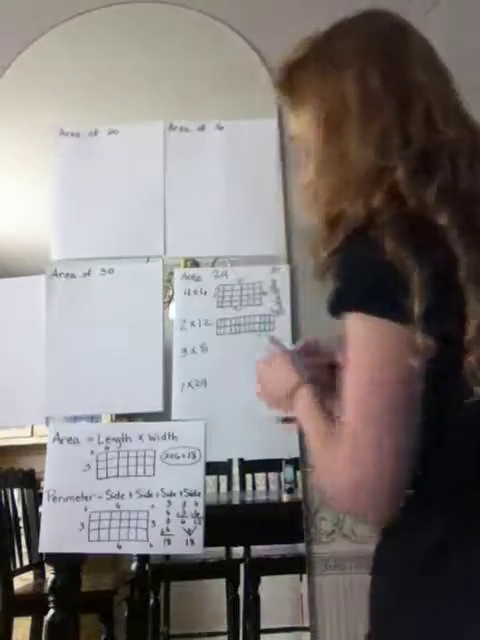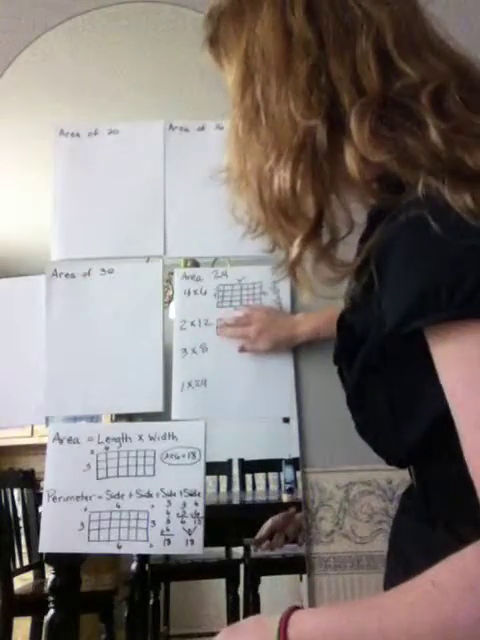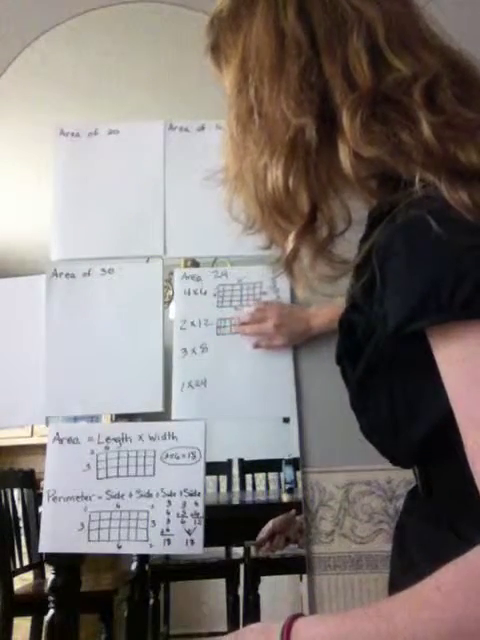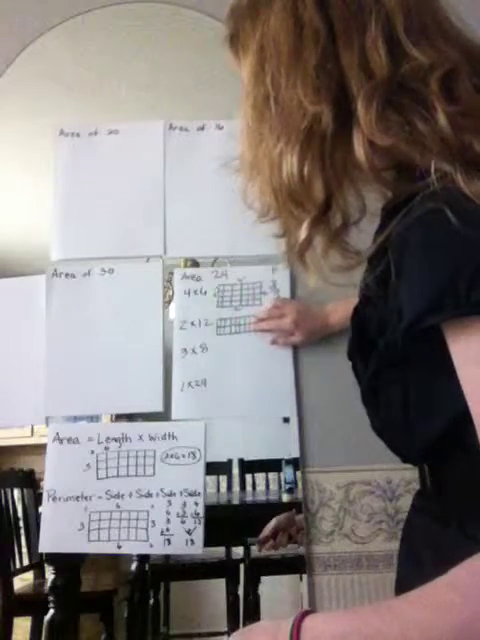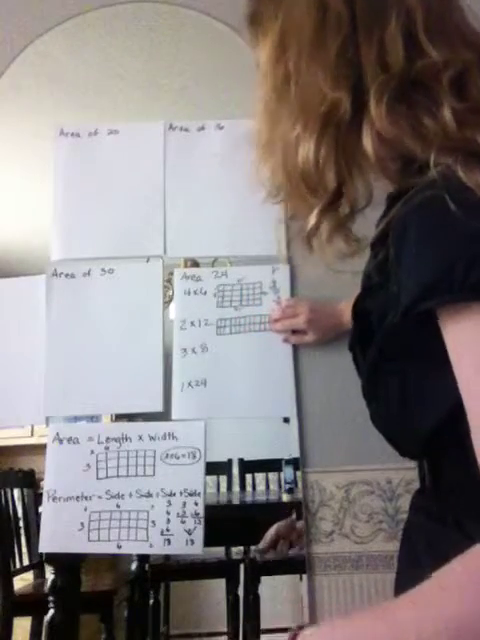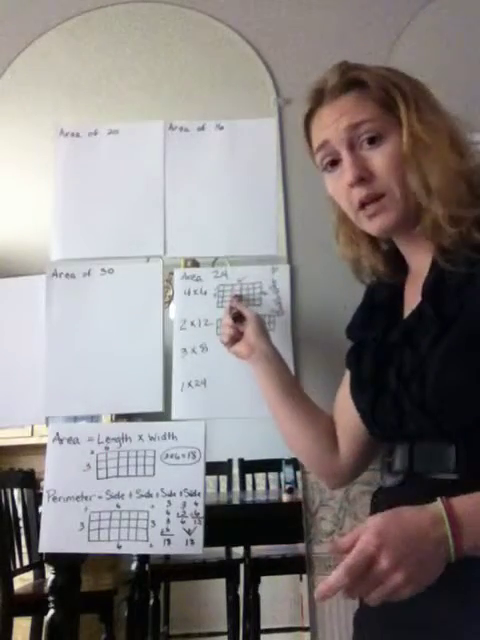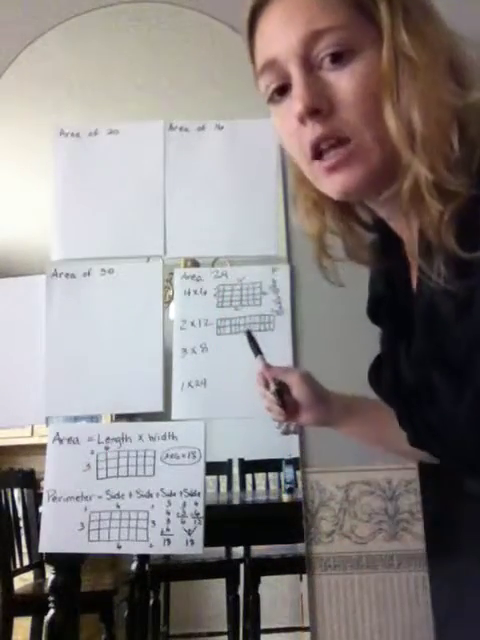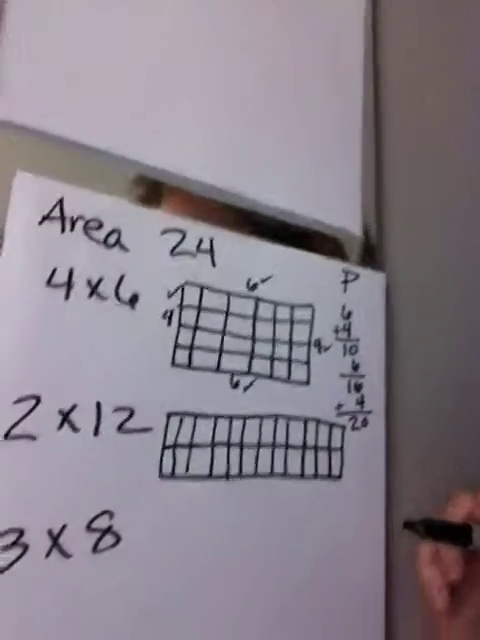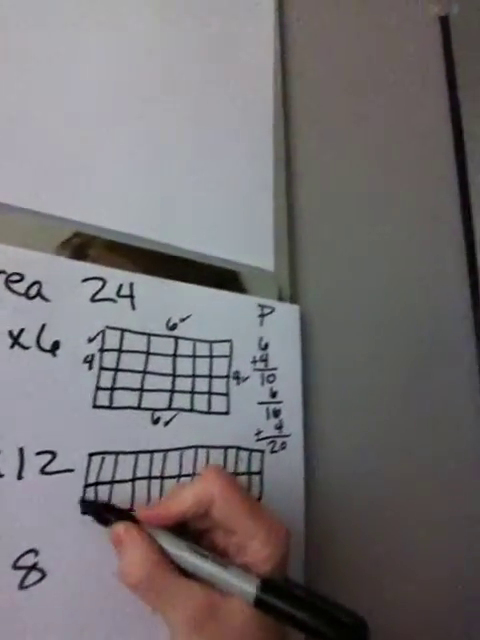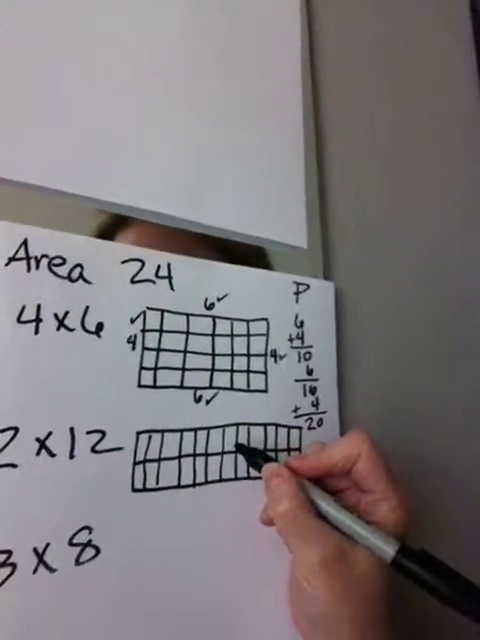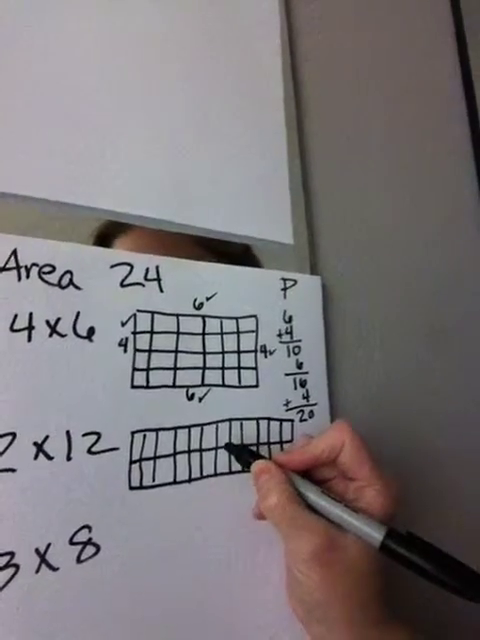Okay. So now let's count by twos, okay? 2, 4, 6, 8, 10, 12, 14, 16, 18, 20, 22, 24. It has an area of 24 just like this one up here, even though you can see that they look very, very different, okay?